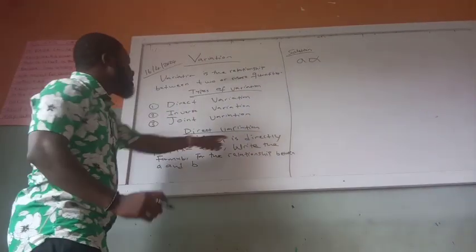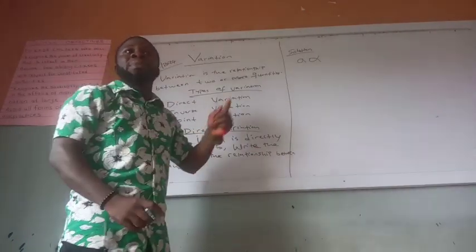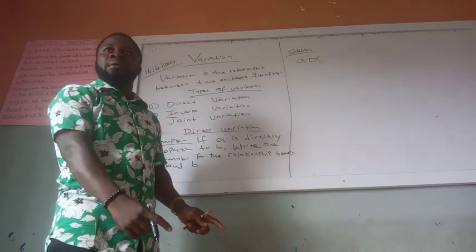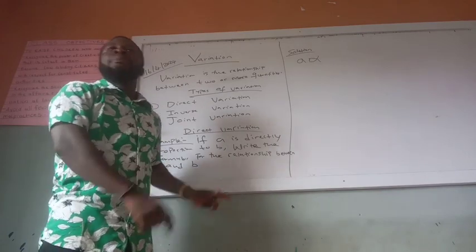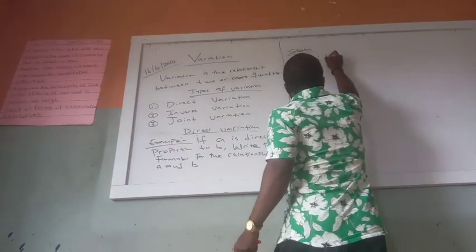So A is directly, because they said directly, that means it will be a straight line. If it's inverse, that means I will have 1 all over that letter, or 1 all over whatever I'm given. But because it's direct, that means I will have A is proportional to B.